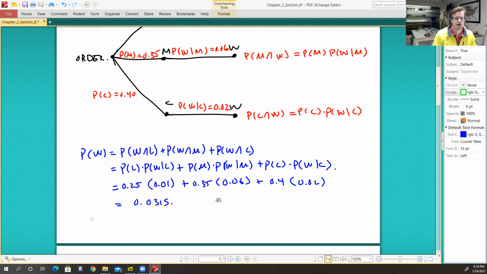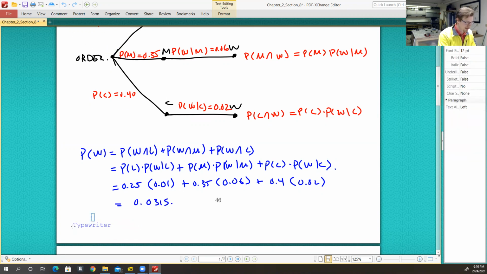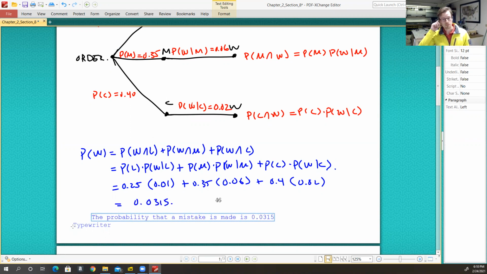So we can finish this off by answering the question that was asked. The probability that a mistake is made is 0.0315. Or 3.15%, right? What are the chances? The chances are 3.15%. That would be a fine way to say that as well.